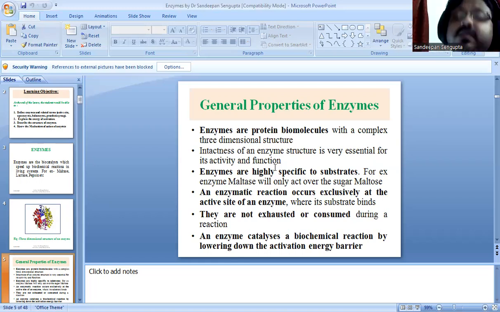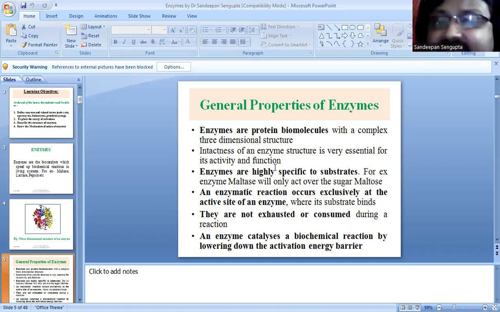Another very important property is that enzymes are highly specific to substrates. Every enzyme will bind and act over a particular substrate only. For example, maltase will act over the sugar maltose, and because it acts over maltose, it has been named maltase. Accordingly, enzymes are given common names. Sucrase enzyme will use only sucrose as its substrate. Lactase will use only sugar lactose as its substrate. Protease enzyme will use only a protein molecule as its substrate and break it down into constituent amino acids.